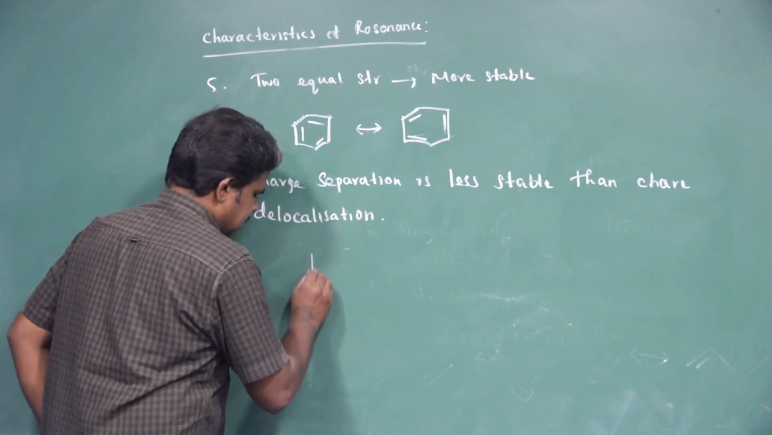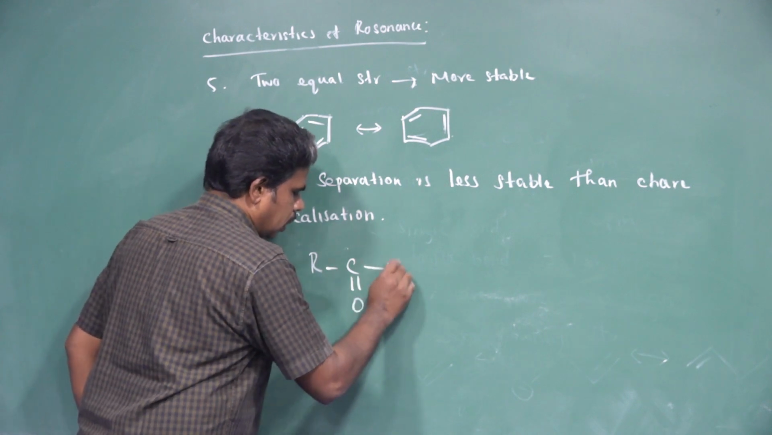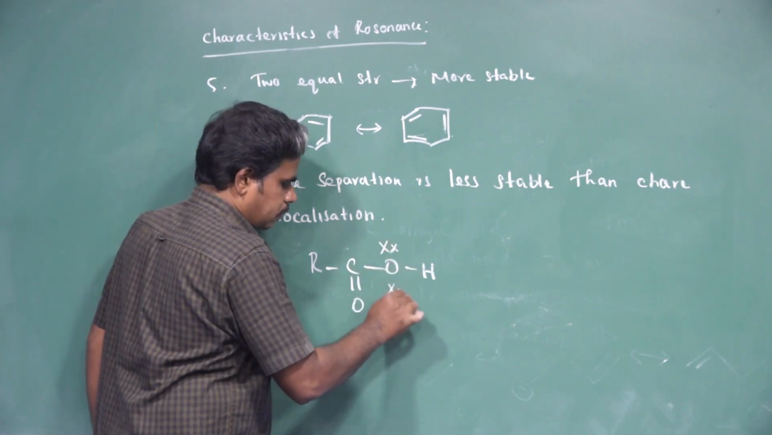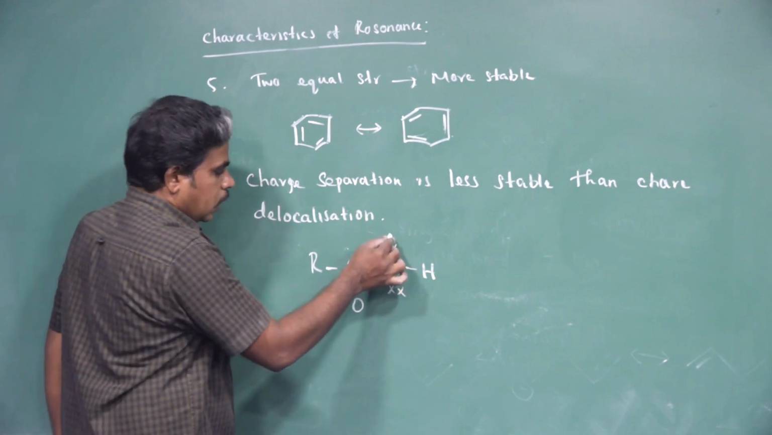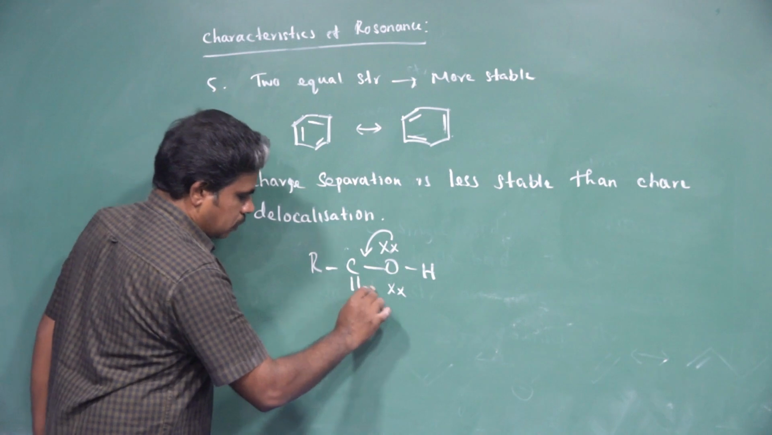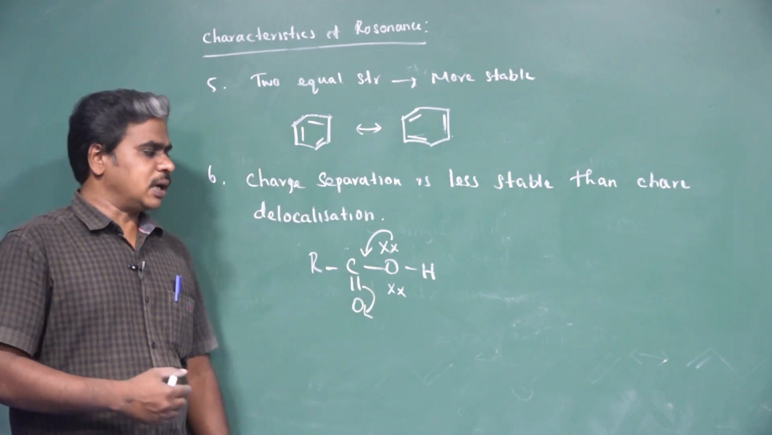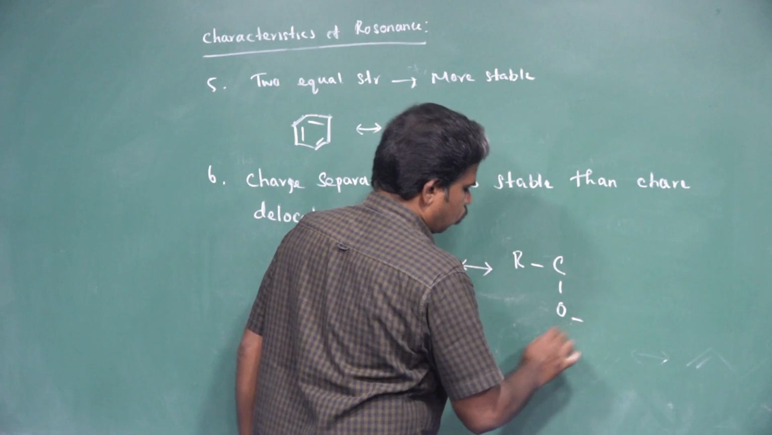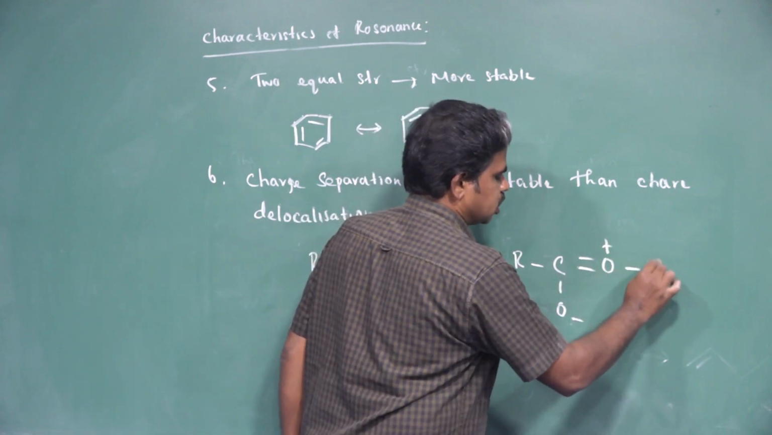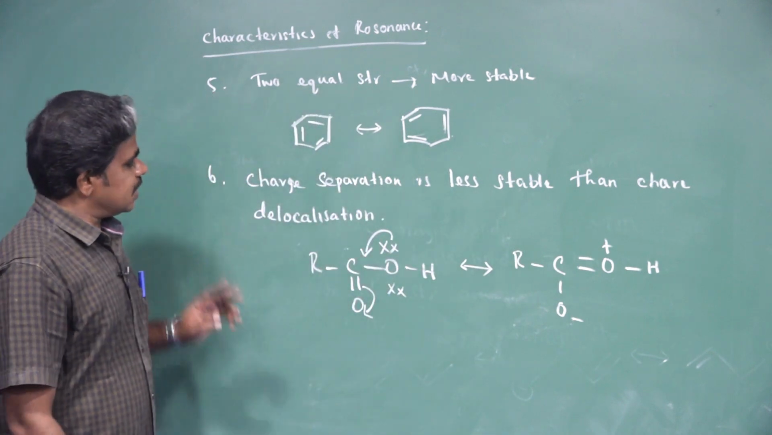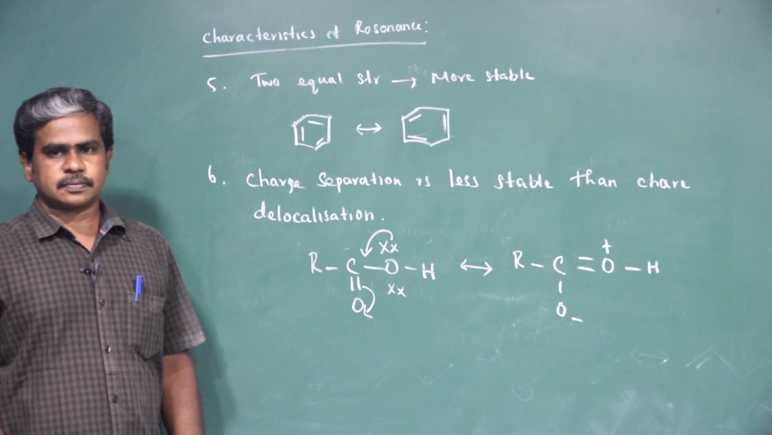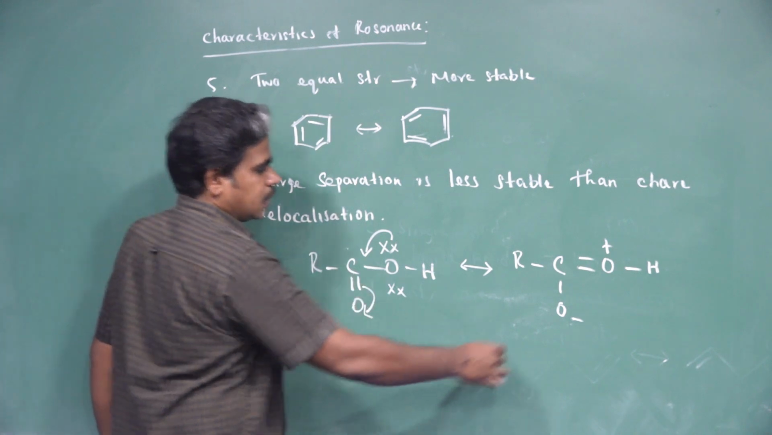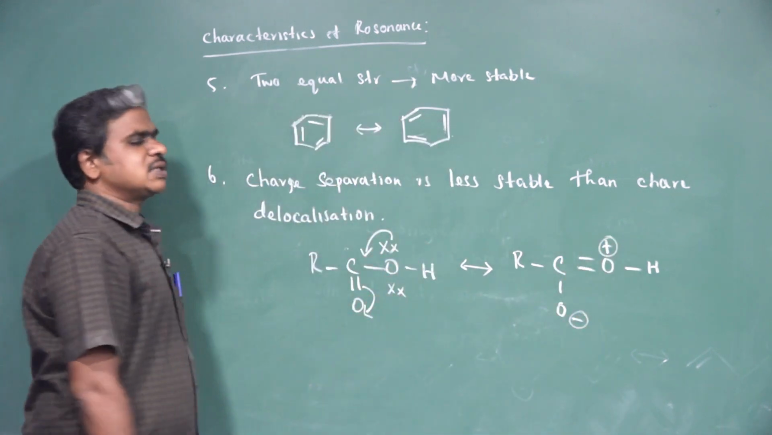We take R C double bond O and OH, that is a carboxylic acid, and on oxygen there is a lone pair. The lone pair of electrons will move towards here, so the bond moves, and we get a resonance structure. Here we get R C O minus and double bond O with a positive charge. This is considered charge separation. Charge separations are less stable, that is, positive and negative separation is known as charge separation.